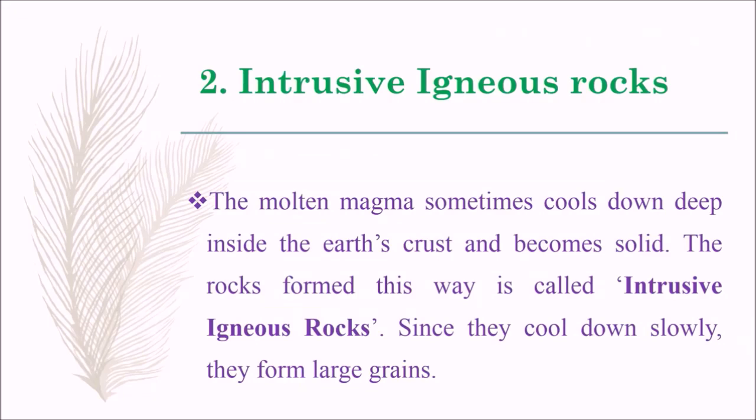Next, we are going to learn about intrusive igneous rocks. The molten magma sometimes cools down deep inside the earth's crust and becomes solid. The rocks formed this way is called intrusive igneous rocks. Since they cool down slowly, they form large grains.